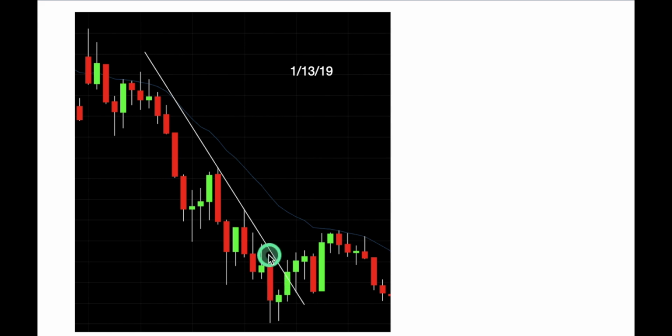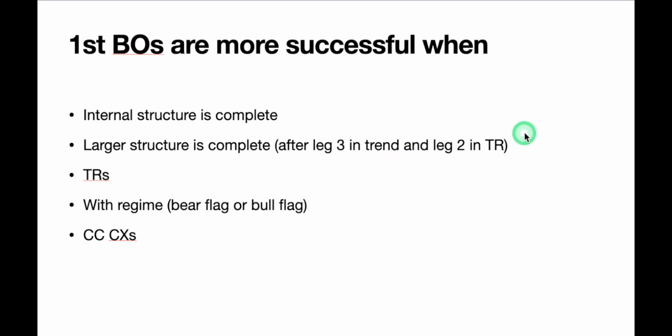So the internal structure is not very strong, so it's a weak microchannel. It's happening in leg 3. So the first break of this one is much more likely to succeed than this one and this one. So when you're in leg 3, you have a weak microchannel, you have pauses, so a weak internal structure or completed internal structure, you're more likely to get a strong breakout to succeed and get 2 legs up. A good example of leg 2 in a trading range when a breakout is most likely to succeed is a bear flag, for example.